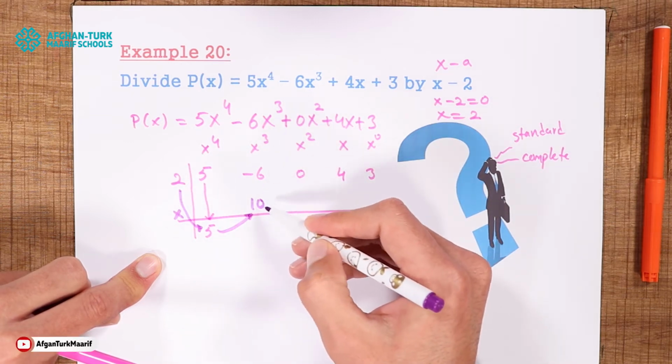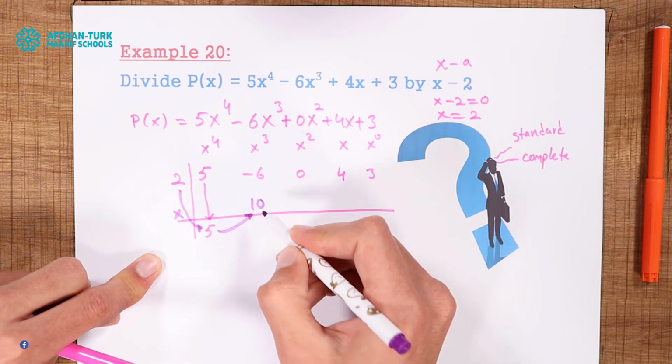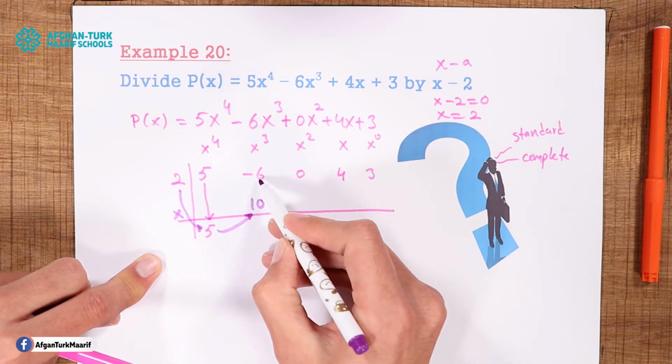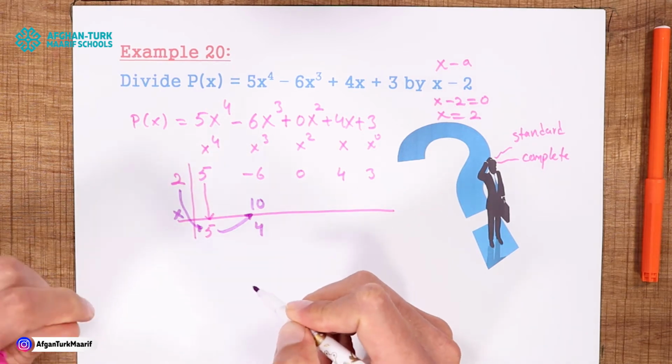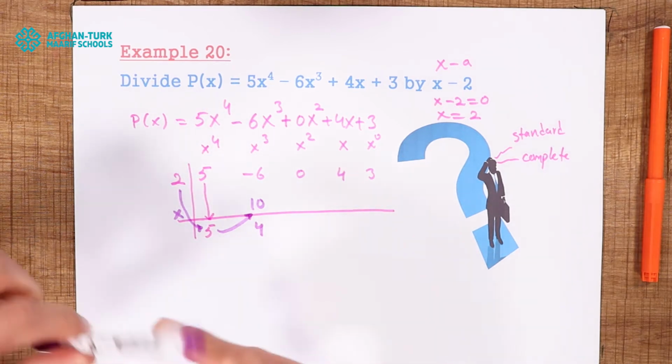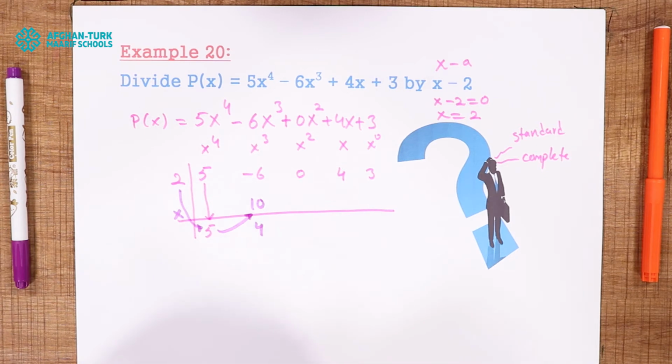And here, you must what? You must add them. The sum will be written here. Minus 6 plus 10 is equal to 4. So write 4 here. The same procedure and the same way will be continued.